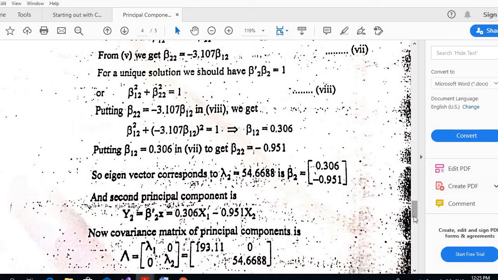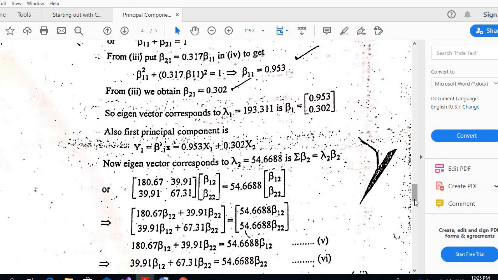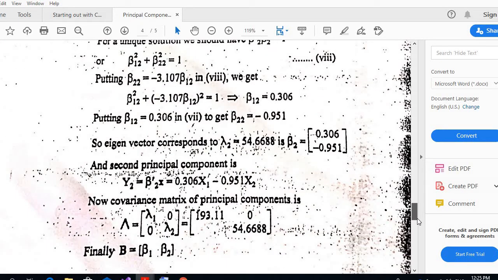Now the first principal component we obtained here is Y1 equal to beta 1 transpose into x, where beta 1 is 0.953 x1 plus 0.302 x2. It is the first principal component. Similarly, the second principal component is given here: Y2 is equal to 0.306 x1 minus 0.951 x2. The covariance matrix of the principal components is equal to lambda 1, 0, 0, lambda 2.